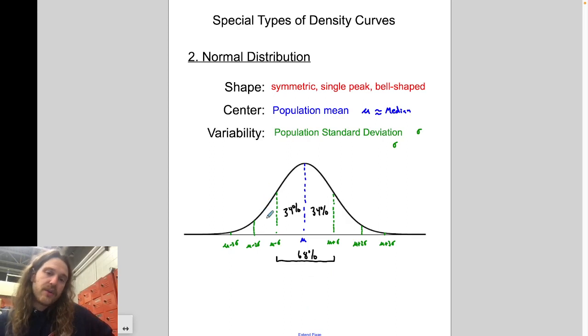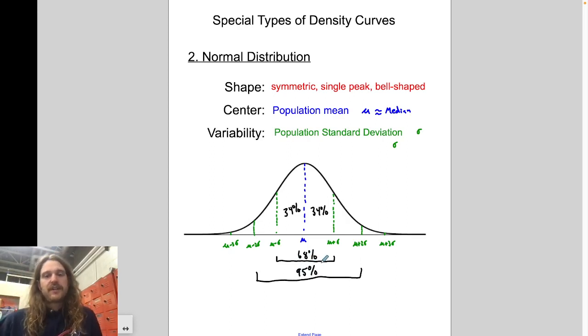All right, we also know, it turns out, that within 2 standard deviations of a normal distribution, we would expect to see roughly 95% of the data. So 95% of the data is going to fall within 2 standard deviations.